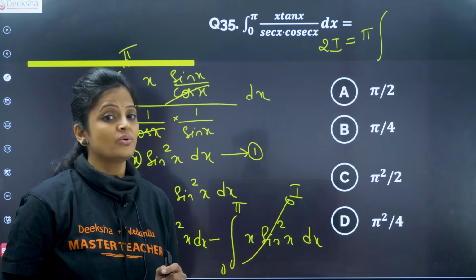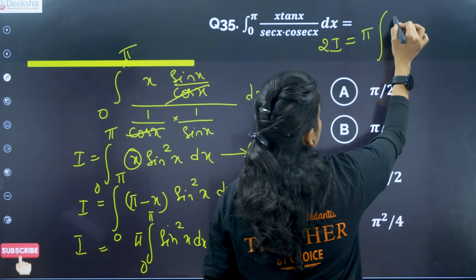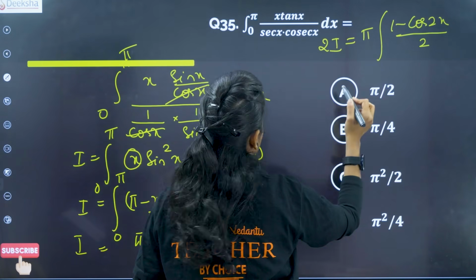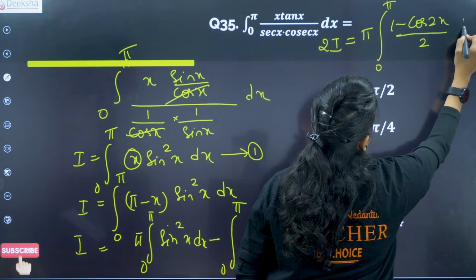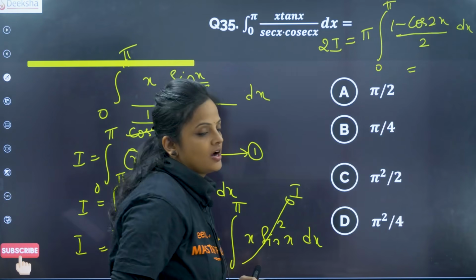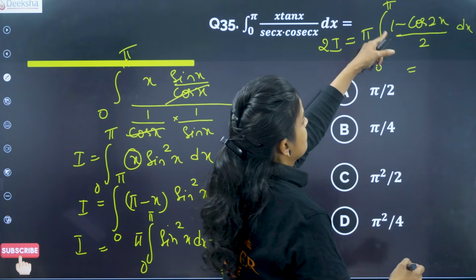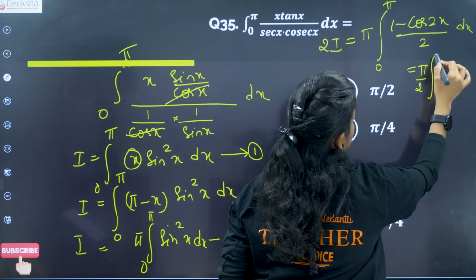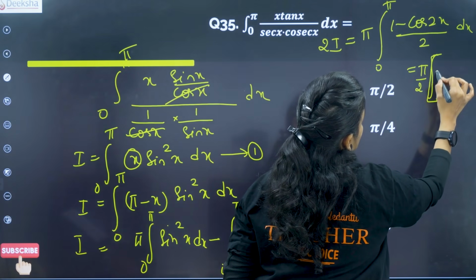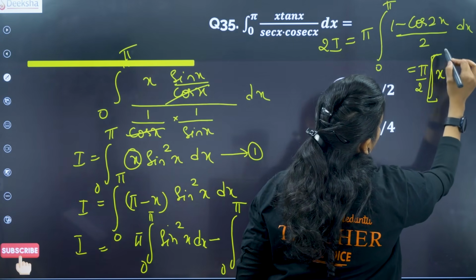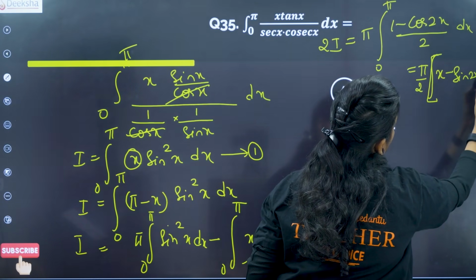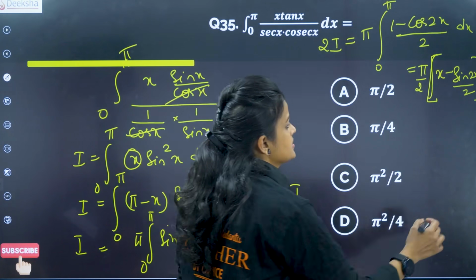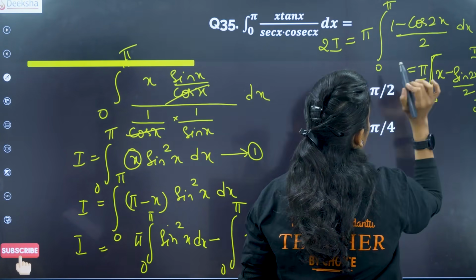integration of sine square x, formula in multiple angle: (1 minus cos 2x) by 2, 0 to pi dx. Now integrate this, you will have your answer. Pi by 2 is there outside, so pi by 2, integration of this I'll do directly. So integration of 1, and here we have sine 2x divided by 2, with the upper limit and lower limit. So don't forget this is for 2I.